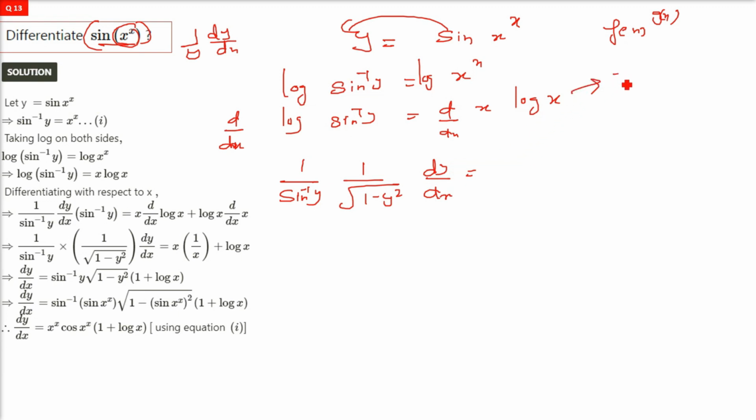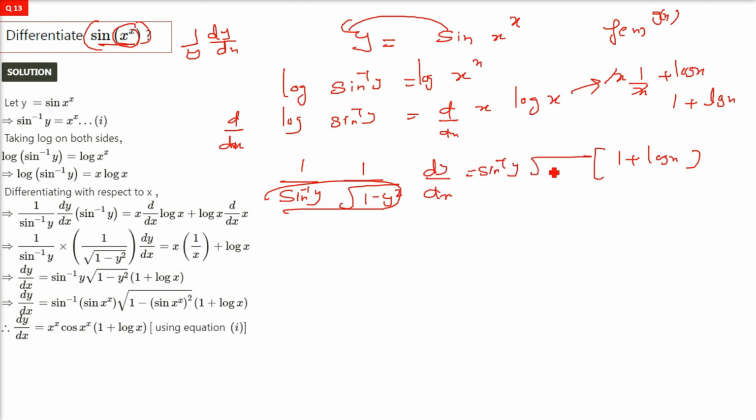Okay. So x log x, let us take x in first. So log x will be 1 by x. Then log x, d by dx of x is 1. So you have 1 plus log x on the right hand side. 1 plus log x. So I am just taking this on the right hand side. Sine inverse y under root 1 minus y square. Now this will not be the answer, because y we have invented by ourselves here.